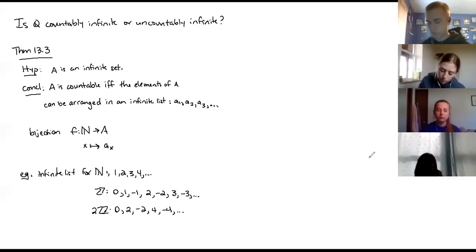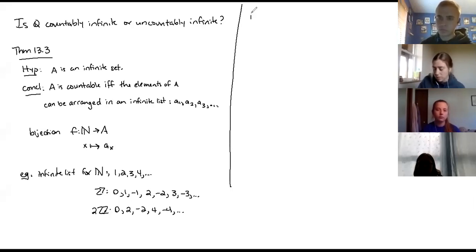and decide whether Q is countably infinite or uncountably infinite. So the question is the same as asking, can I arrange the rational numbers, those are fractions, in an infinite list? And it turns out you can. The book is unnecessarily confusing. I wish the book were not unnecessarily confusing here, but they are.